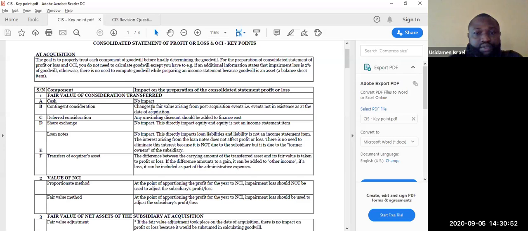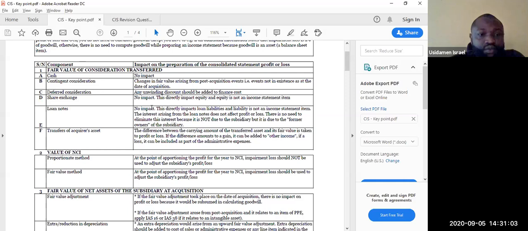And the next ingredient for calculating goodwill, as you know, is the value of NCI. Once you are on that second ingredient, the question you need to ask yourself is by what method NCI is valued. You can easily pick it up from the question. It's either the proportionate or partial method, or the fair value or full method. Either way, there is a way each of these methods affects the preparation of the profit or loss account.